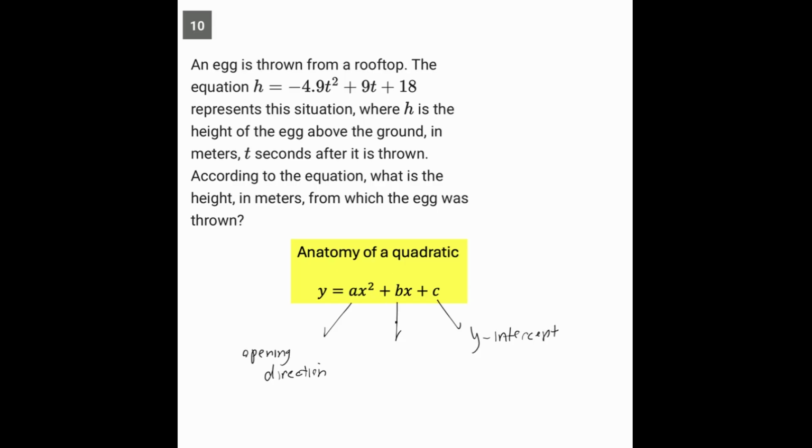And B doesn't come up as often, but it's responsible for your lateral movement. In other words, if there's no term with an X in front of it, then the parabola is going to be centered on the y-axis. It's not going to move left or right.